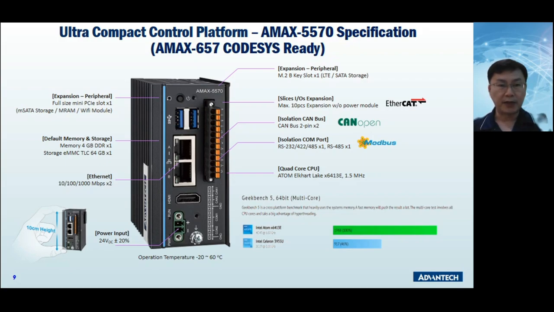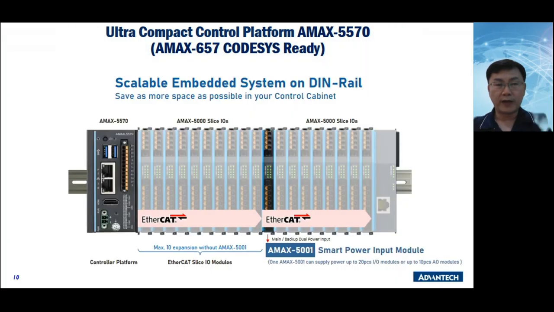As you can see, the size is very slim and small, and it comes with 4GB DDR memory and 64GB eMMC TLC storage. The embedded system is scalable on DIN rail. That means we can directly slot in our MX 5000 slice IO module beside this MX657, up to a maximum of 10 expansions without an additional MX power module. If the user would like to expand more than 10 units, then you need to slot in the smart power input module so that you can expand more remote IO.